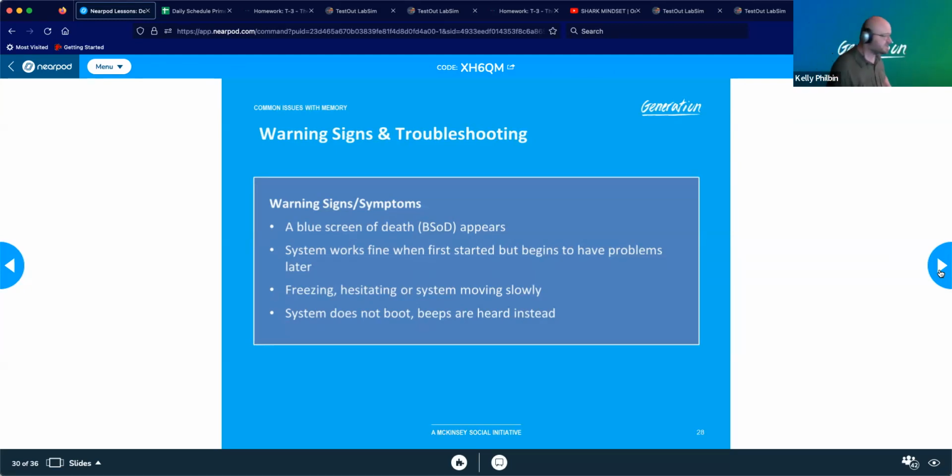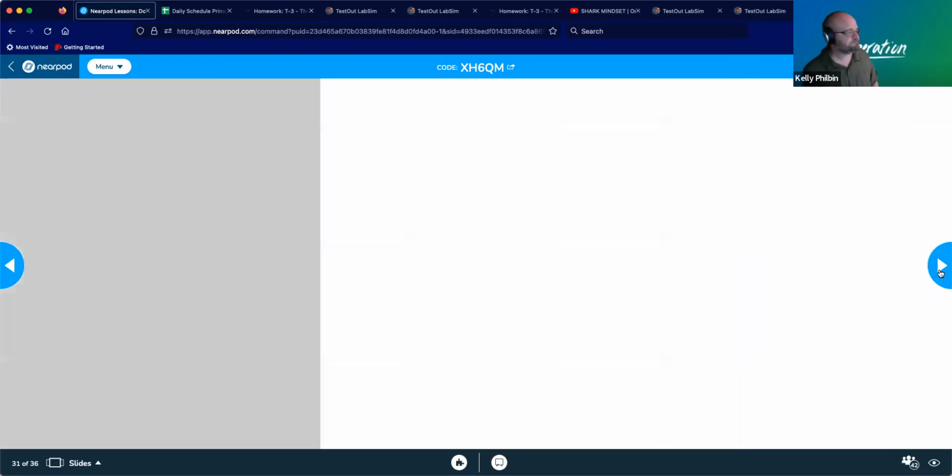Freezing or hesitating, system moving slowly. This could also be a warning sign of a RAM issue. It also can be a warning sign of a virus, because viruses are notorious. Their main design is to use up resources as much as possible, because that helps them spread and move. And then we already talked about the POST error again, where you would need to go in, reseat the RAM, and make sure those clips snap in properly. Like if one's all the way in and one's almost all the way in, that may not be enough. You've got to make sure they're both seated properly.